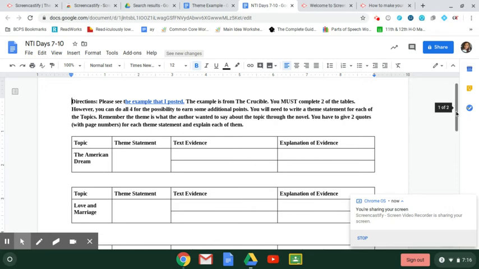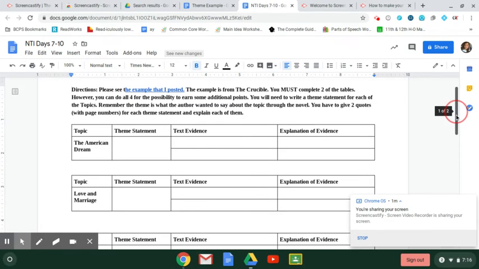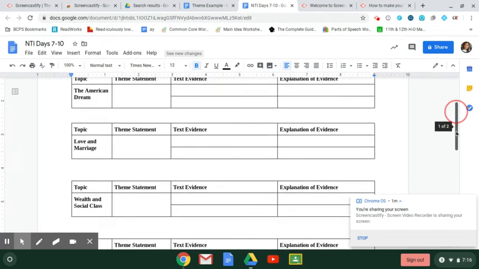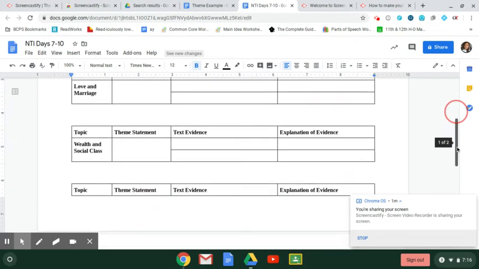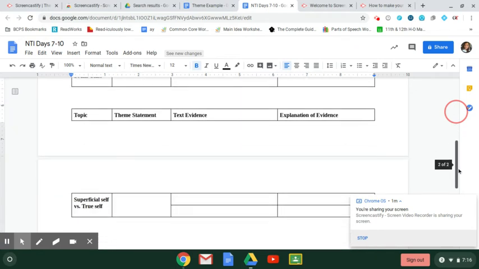So you have four different topics to choose from. You have to write about two. Your topics are the American dream, love and marriage, wealth and social class, and superficial self versus true self.